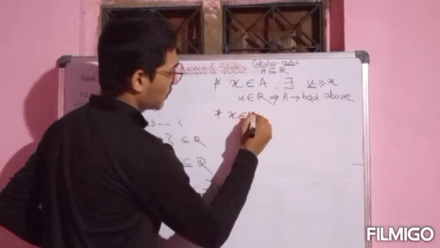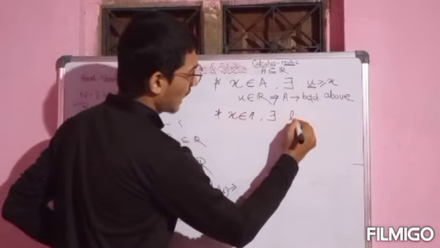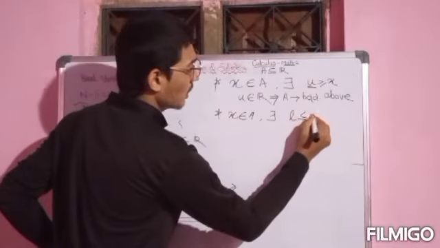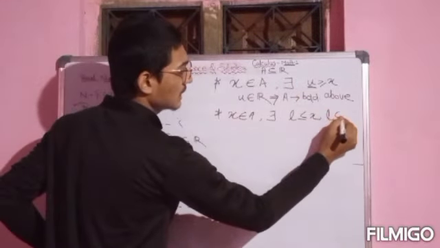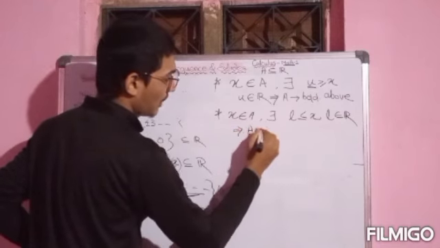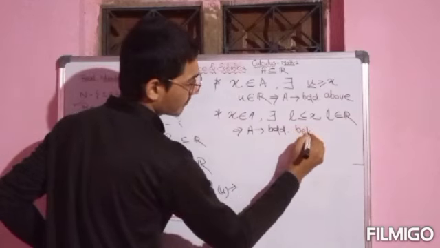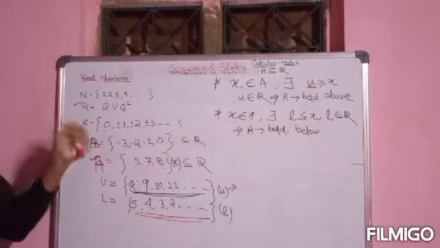Same thing: if for x belonging to A there exists at least one L, which is less than or equal to every element x, and L is any real number, then only I will call my A bounded below. I hope this is clear till now.